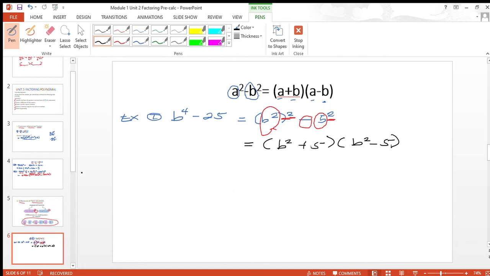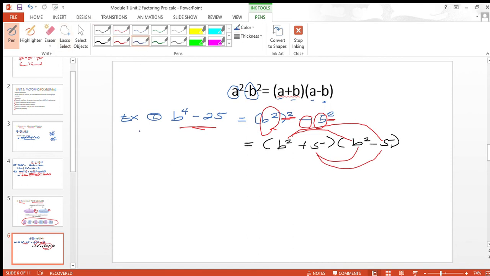Again, if you want to check if your answer is correct, just proceed with the distributive law of multiplication over addition. So you just distribute. So you have b to the fourth minus 5b squared plus 5b squared will be 0, and then that's minus 25, which gives us the original expression.